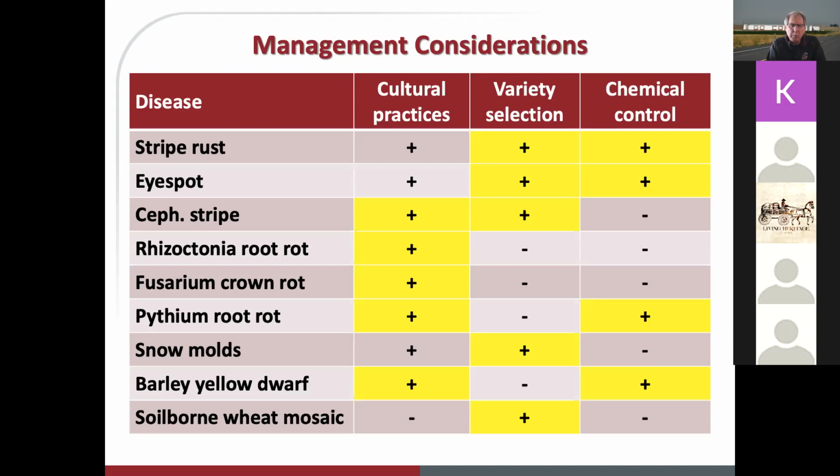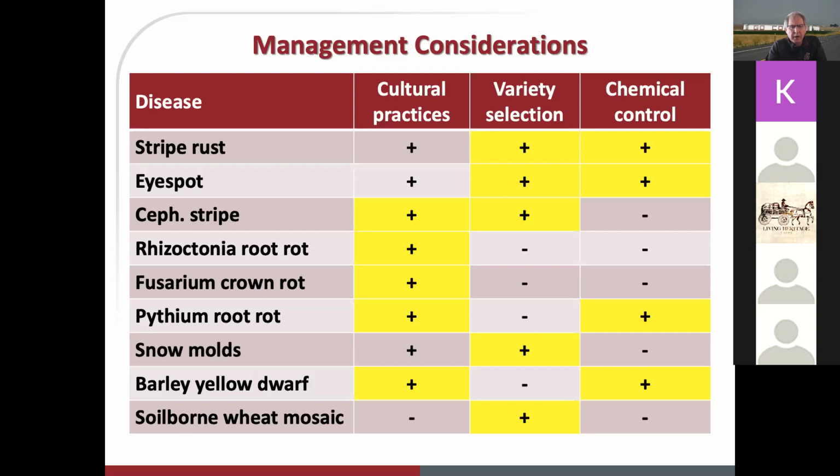Things like cephalosporium stripe, we can think about cultural practices and variety selection. For others, like the snow molds and soil-borne wheat mosaic, we really only have variety selection as an option, whereas for others like Pythium and barley yellow dwarf, both cultural and chemical controls can be a consideration. So again, the yellow highlighted columns show you those practices that can have the greatest impact on reducing disease.